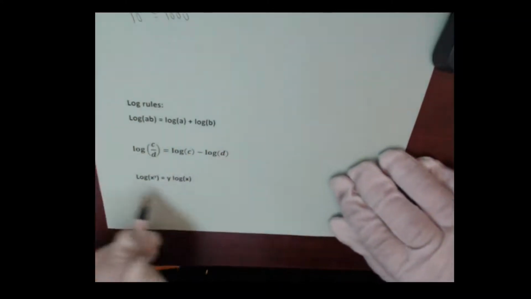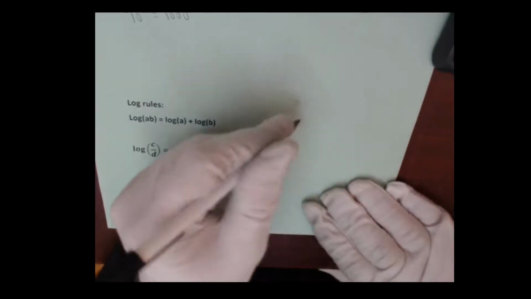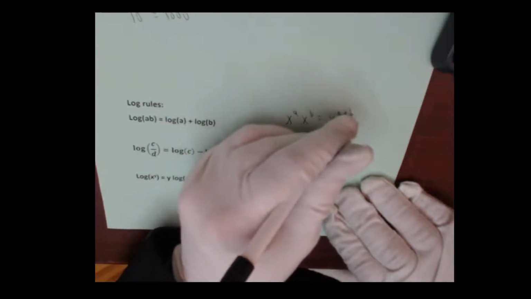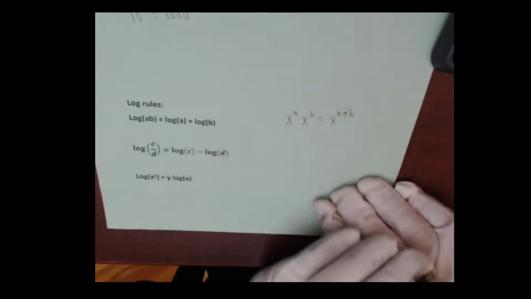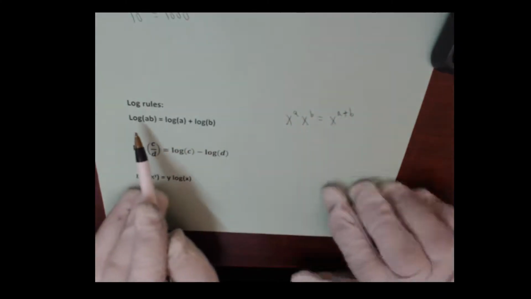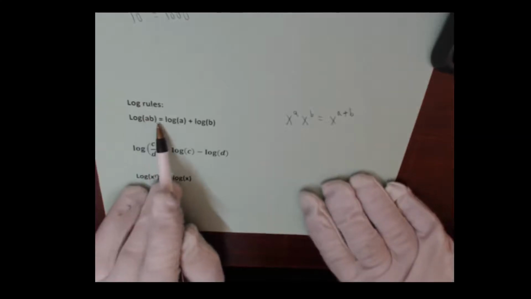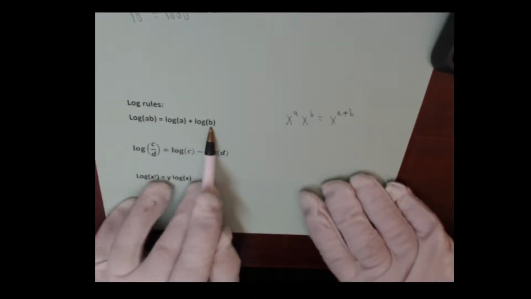There are a couple important log rules that we should know. These are cousins of our exponential rules. So you'll remember that x to the a times x to the b is equal to x to the a plus b. Hopefully you remember that from college algebra. This log rule is kind of the cousin of this rule. If we have log of ab, that's equal to log of a plus log of b.